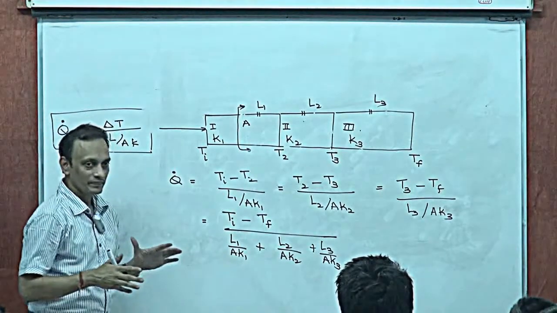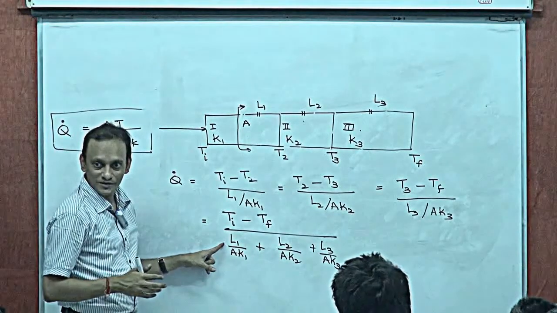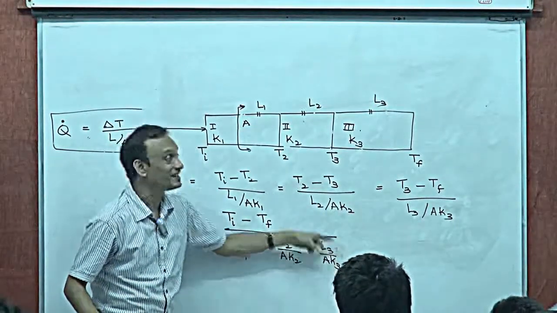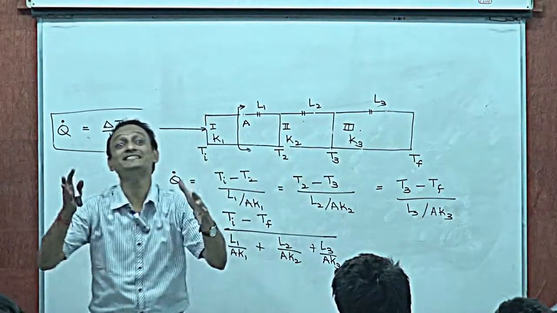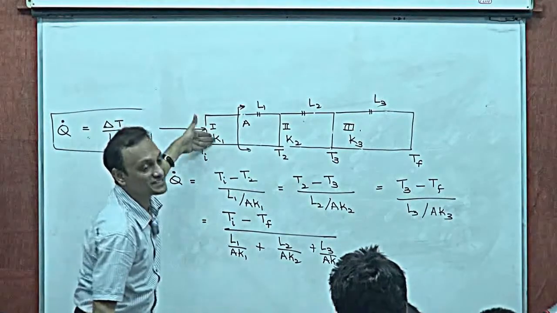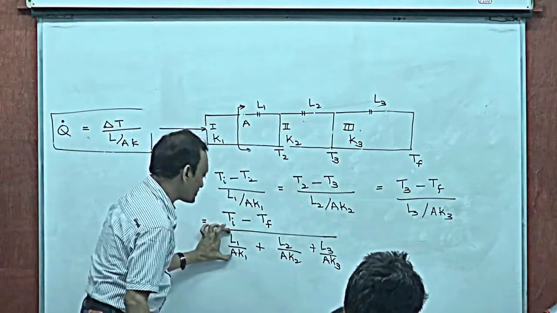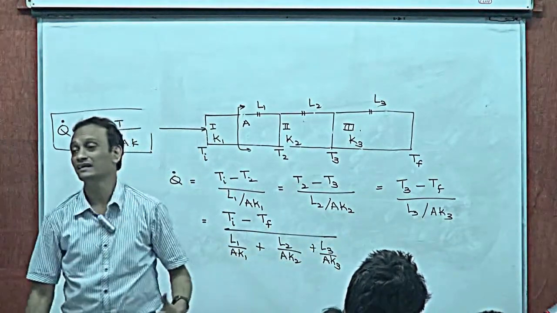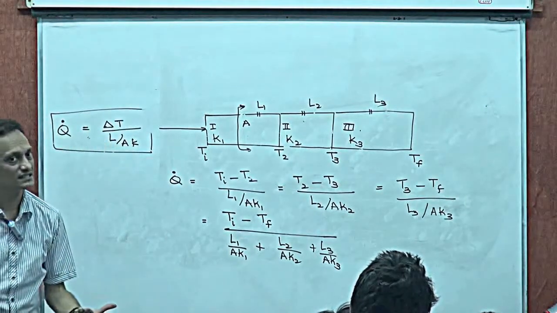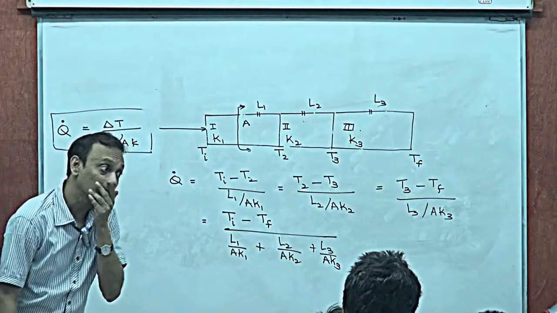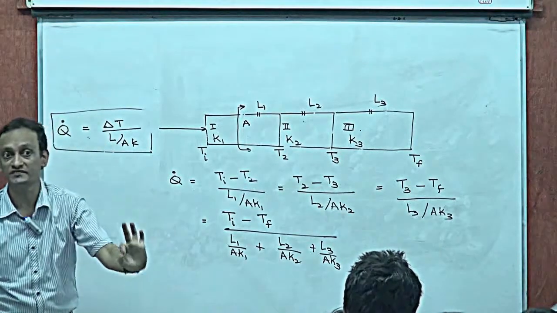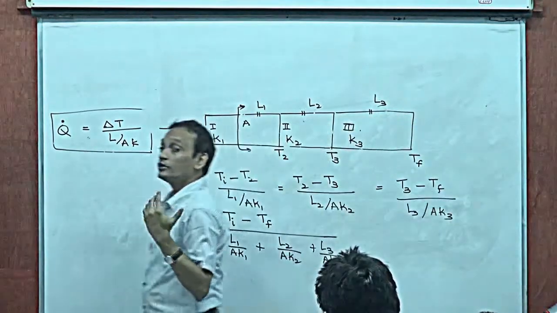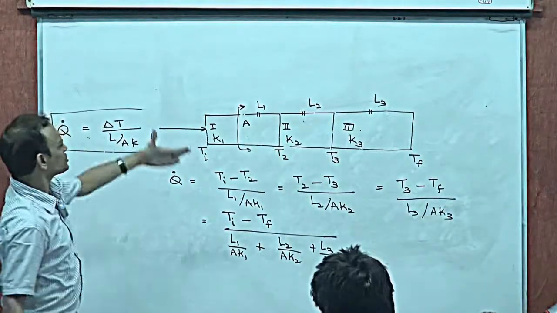So then can I say that the total thermal resistance would be R1 plus R2 plus R3. So these are three thermal resistances in series, L1 by A K1, L2 by A K2 and L3 by A K3. Thermal resistances in series. Clear? And this is the heat current associated with it. In fact, to tell you more realistically, this is a very ideal problem.